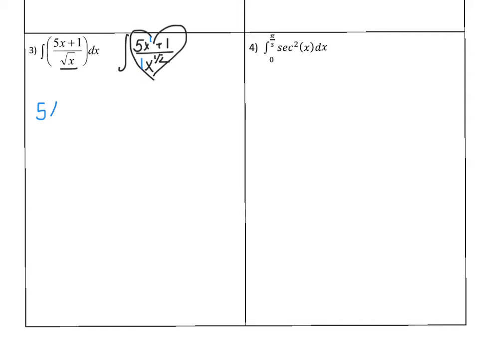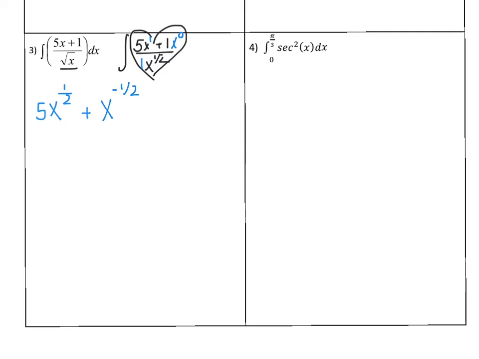So this is 5x to the 1/2 plus, now we're going to divide 1 and x to the 1/2. We technically can bring this up, or if it helps you, you can write this as 1x to the 0 power. But regardless, this simplifies to x to the negative 1/2.